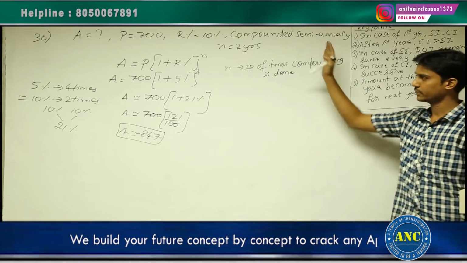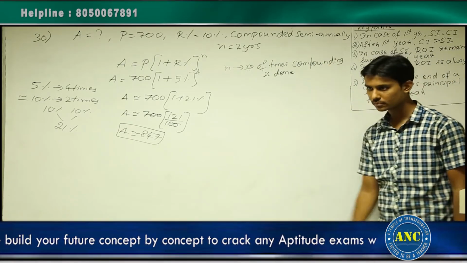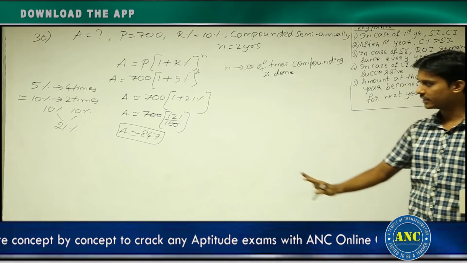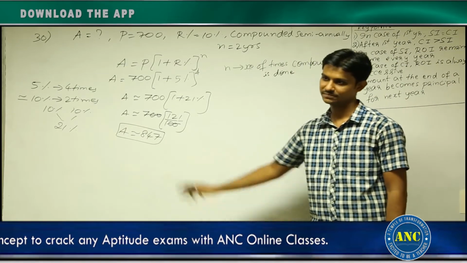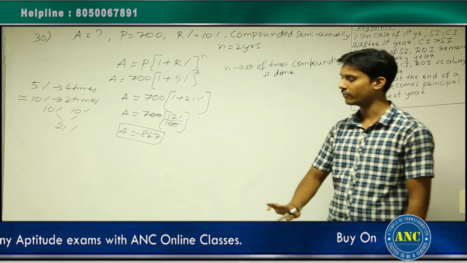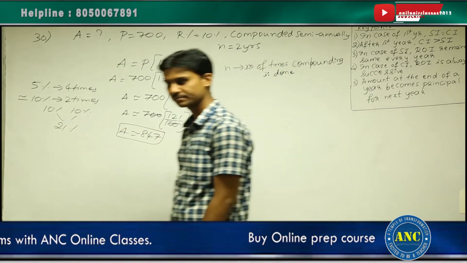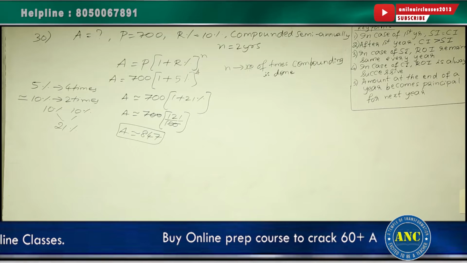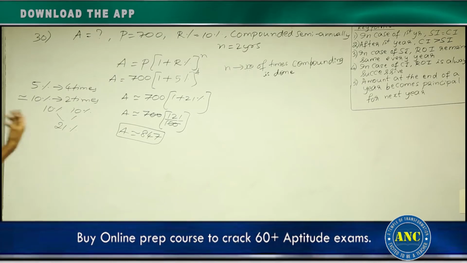This is semi-annually. Suppose, sir, if we do by digital sum, you will not get this answer because you are finding approximate value. Digital sum never works when the values are approximated. Okay? I will tell you after the second problem.